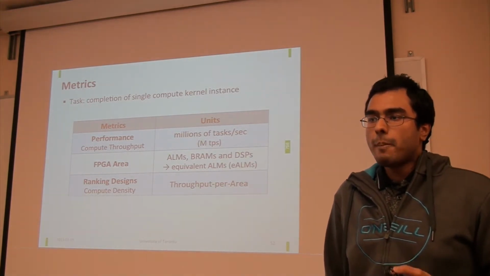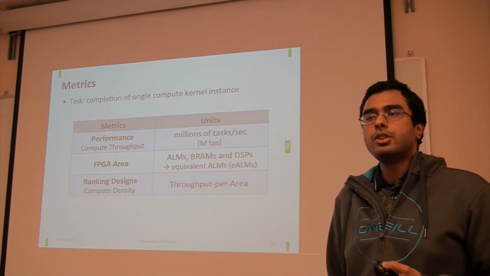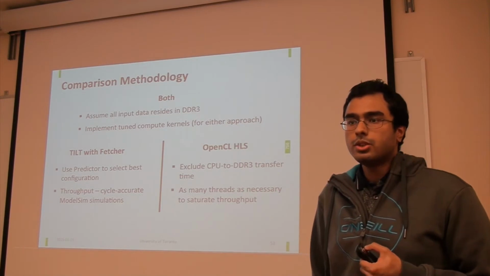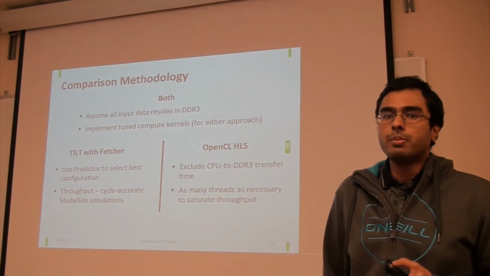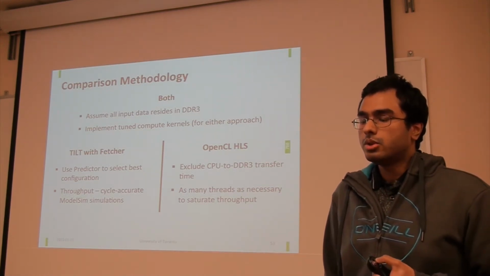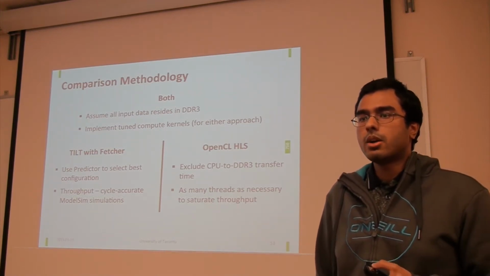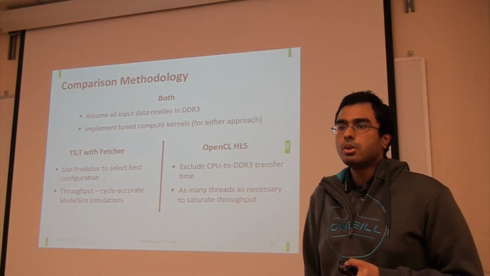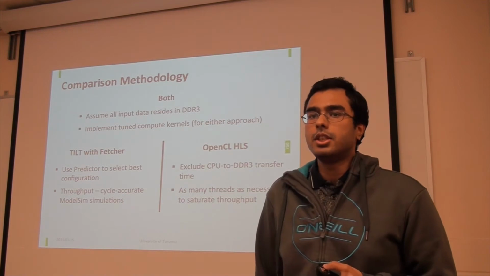Finally, we compare and rank our designs using the compute density metric, which is simply a ratio of throughput per area. For a comparison methodology, we assume all input data initially resides in DDR3 memory and implement tuned compute kernels for either approach. For the TIL system architectures, we use the predictor to select the best configuration, and throughput is obtained through cycle accurate simulations in MALSIM. For a fair comparison, we exclude host-to-accelerator data transfer times and execute as many threads as necessary to saturate throughput.